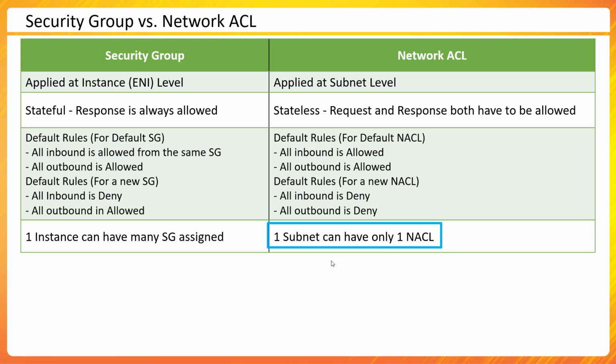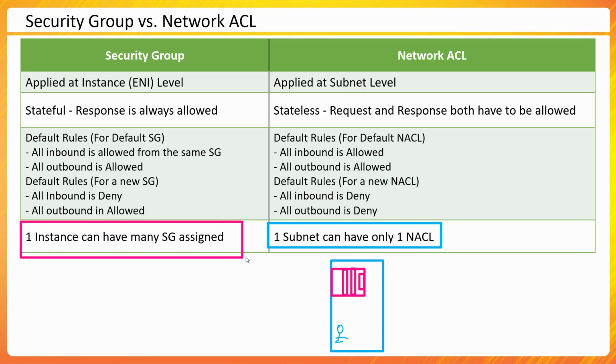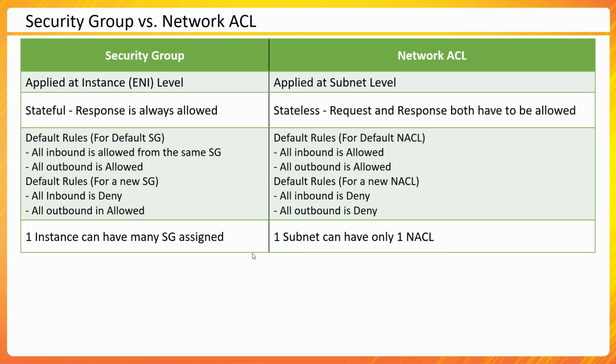So what we mean by that, let's go back to the example of the building. On that building, there would be one security guard for the whole building. Now, in your apartment, you could say, hey, I am a little paranoid and I would have one door, I would have another door, and I would have another door before somebody can meet me. So that is possible too. That is your security group, right? So one instance can have many SGs, but one subnet can have only one network ACL.